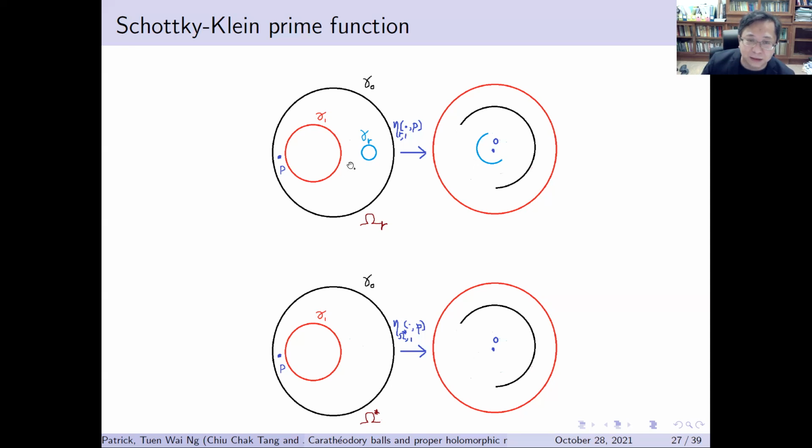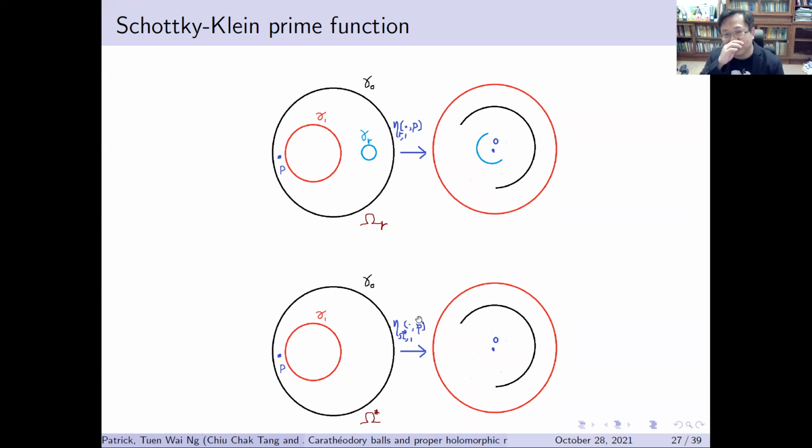This is the same as the one here, except we don't have this boundary circle anymore. So we just have this domain. Then you take a conformal map which maps this circular domain into this circular slit domain. And the conformal map will be denoted by eta omega star here.